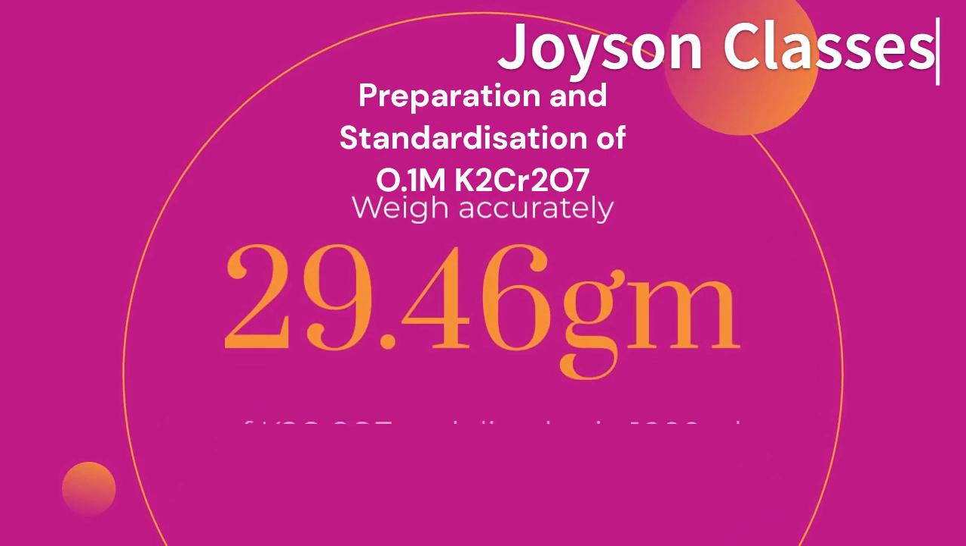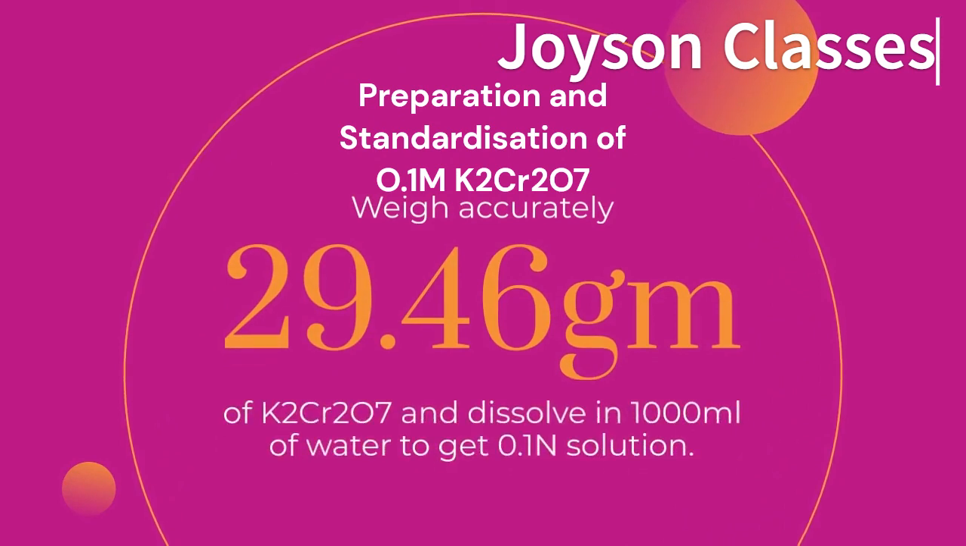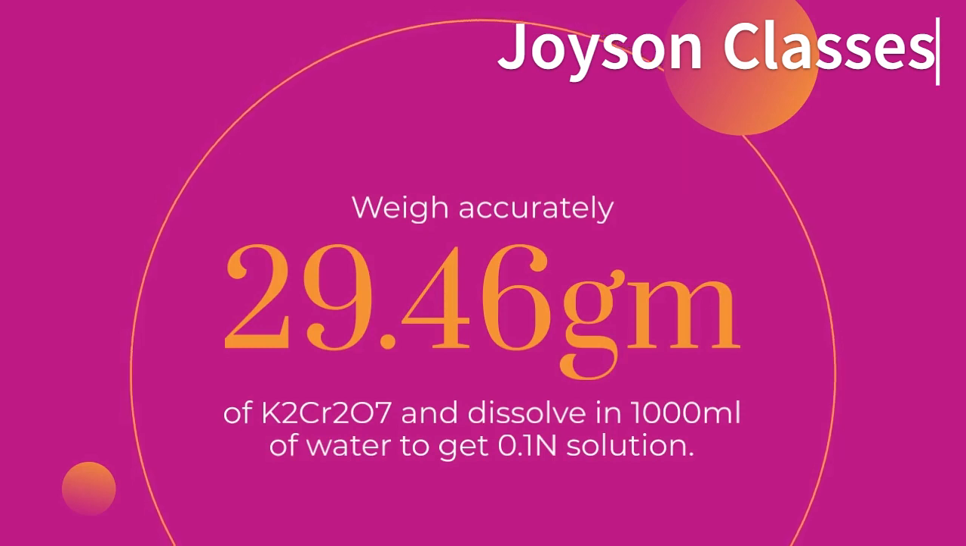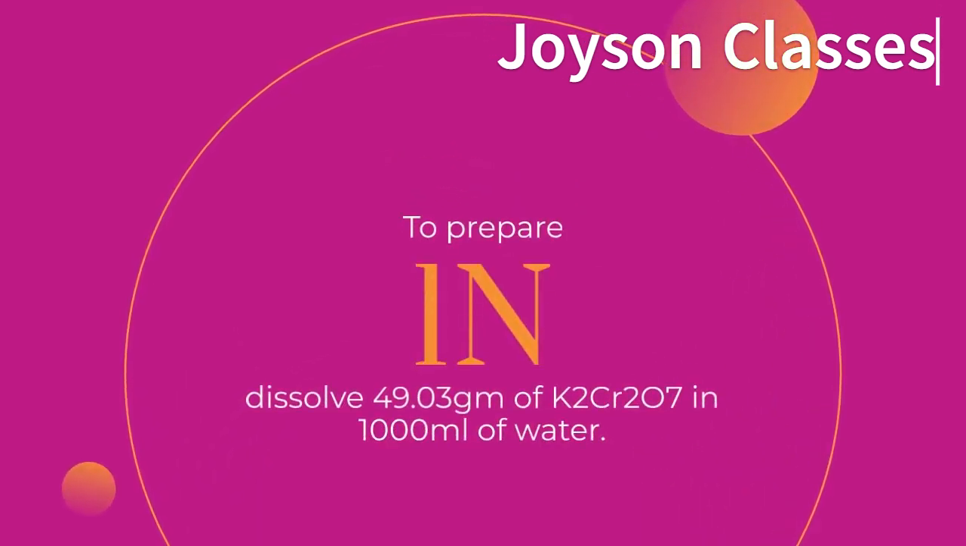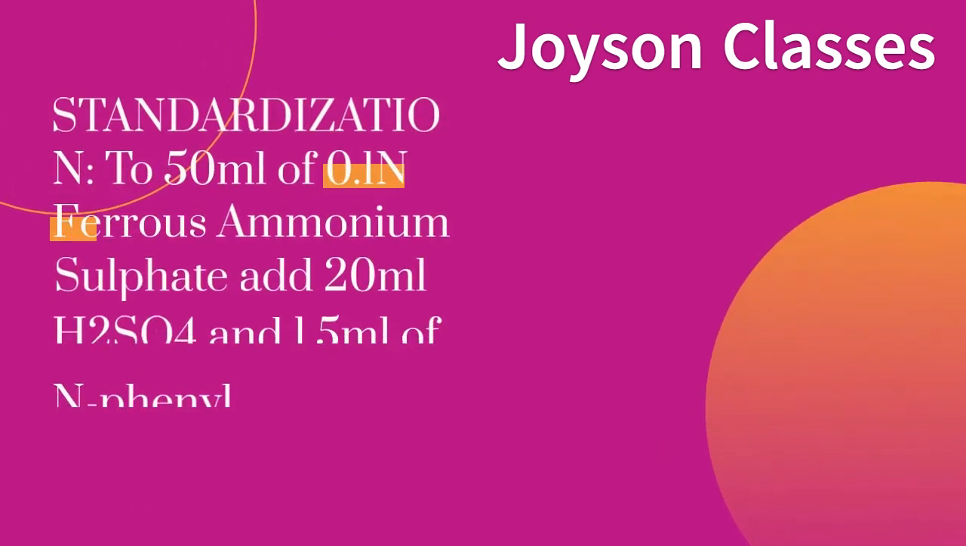Preparation and standardization of 0.1 N K2Cr2O7. Weigh accurately 4.9 g of K2Cr2O7 and dissolve in 1000 ml of water to get a 0.1 N solution. To prepare 1 N, dissolve 49.03 g of K2Cr2O7 in 1000 ml of water.